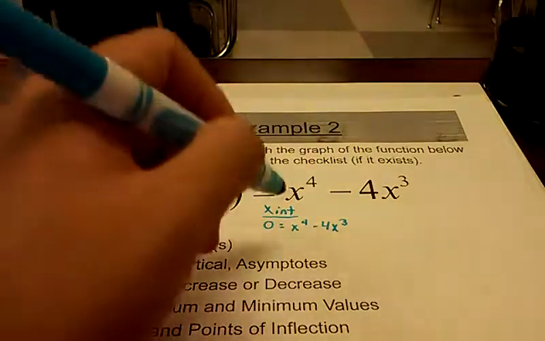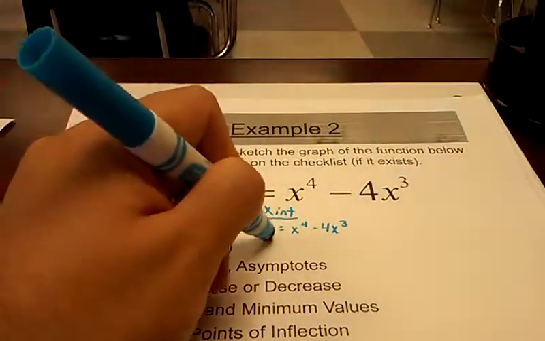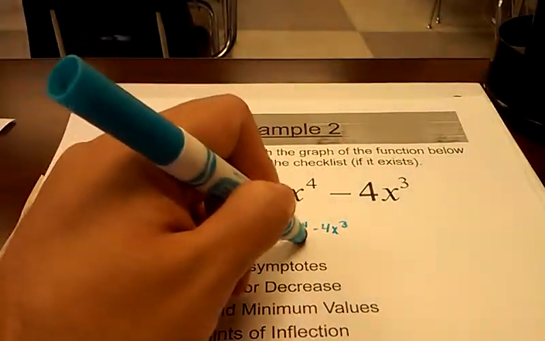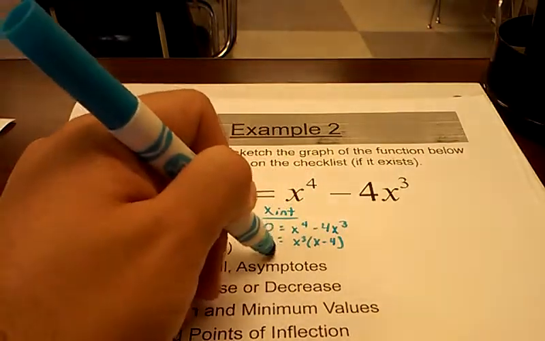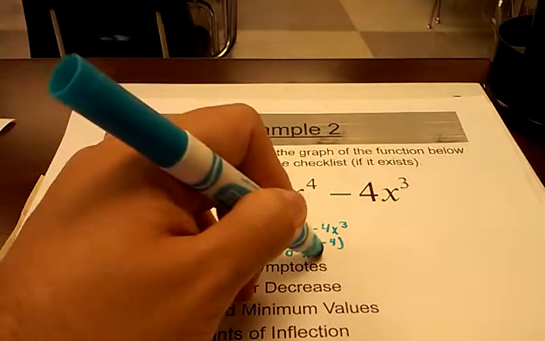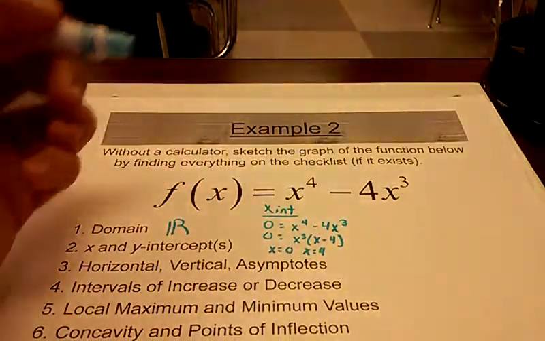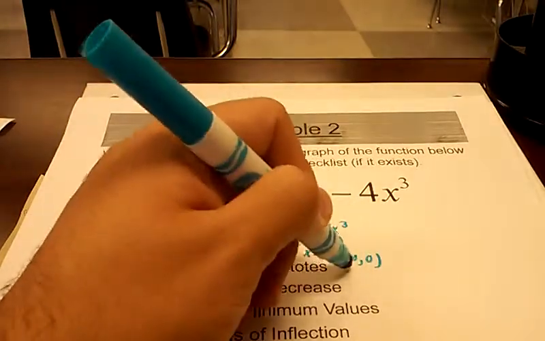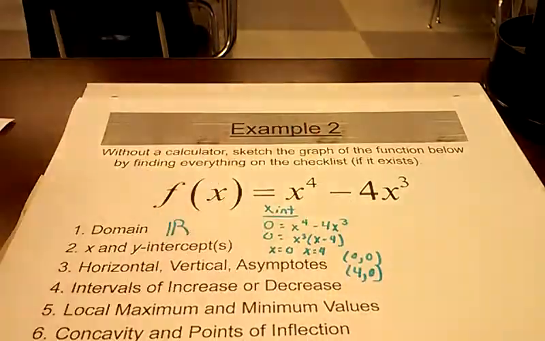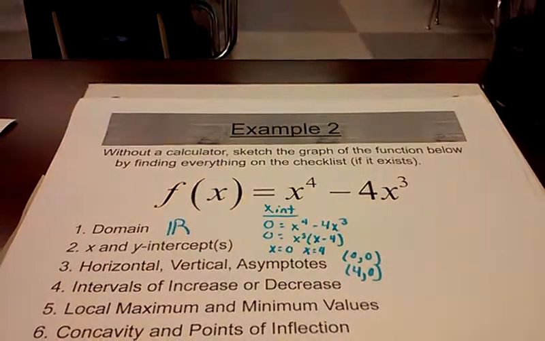So if I set the y equal to 0 and solve this, I notice that there's a GCF of x cubed, and so that's going to leave me x minus 4. Set each one of these equal to 0, so I get x is 0 and x is 4. So I have two x-intercepts. The points would be (0, 0) and (4, 0). Okay, so those will be my x-intercepts.